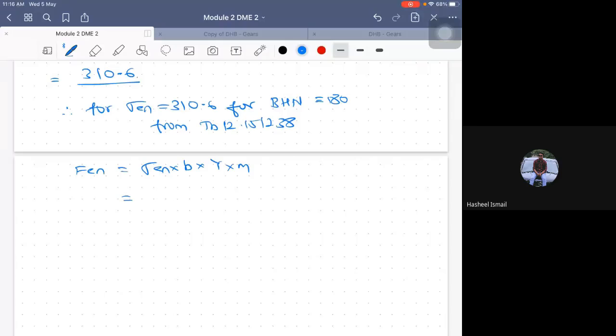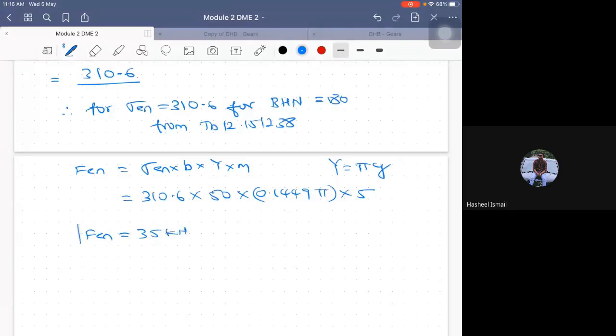Sigma En you have fixed upon 310.6, cross B value is 50, cross Y value. Capital Y is just 5 times the small y, so it is 0.1449, cross M is again 5. So what is FEN? 35.0. Very good. I'll just take it as 35 kilonewtons.